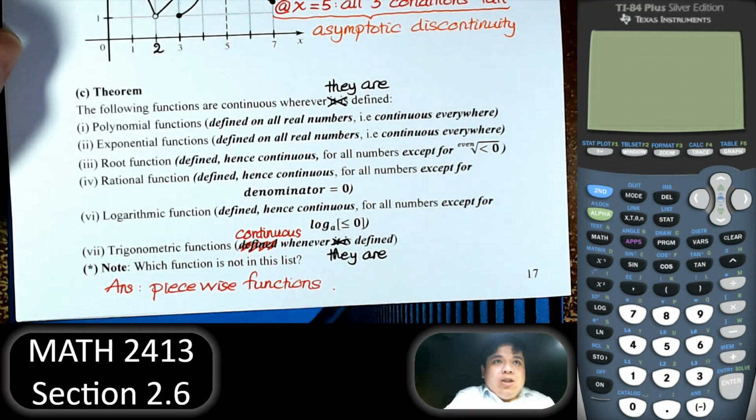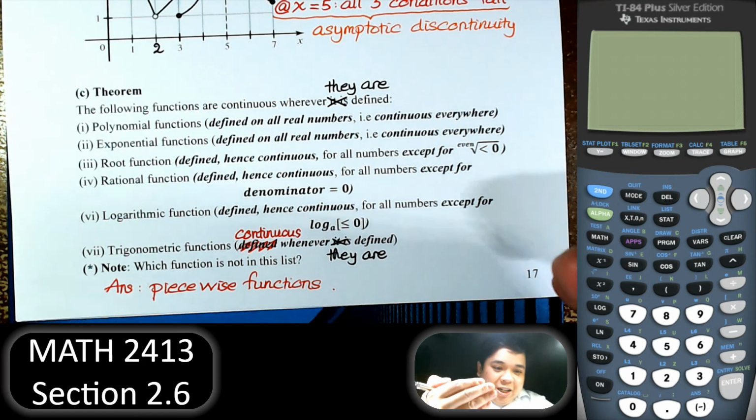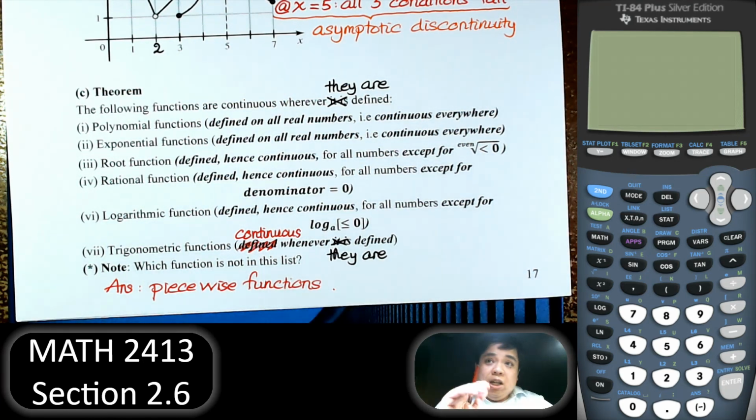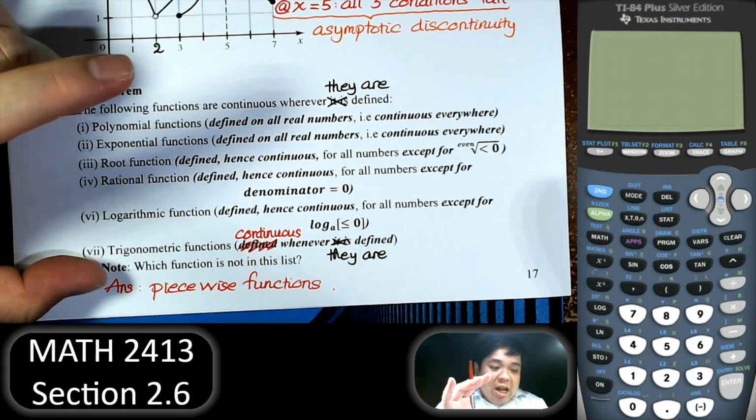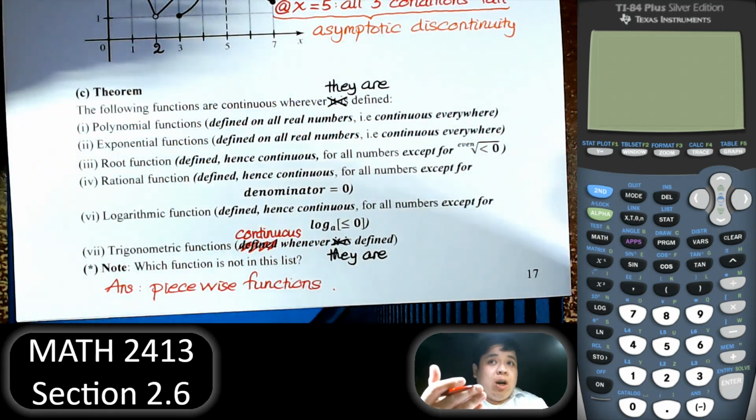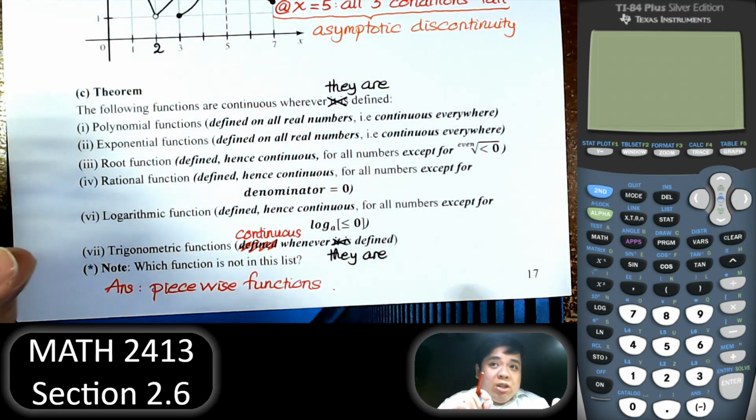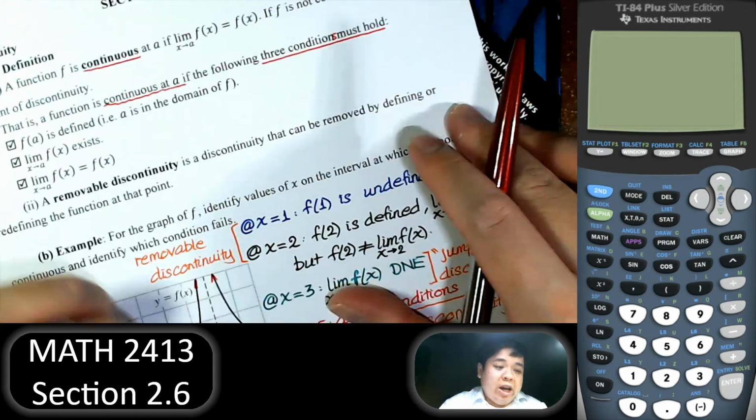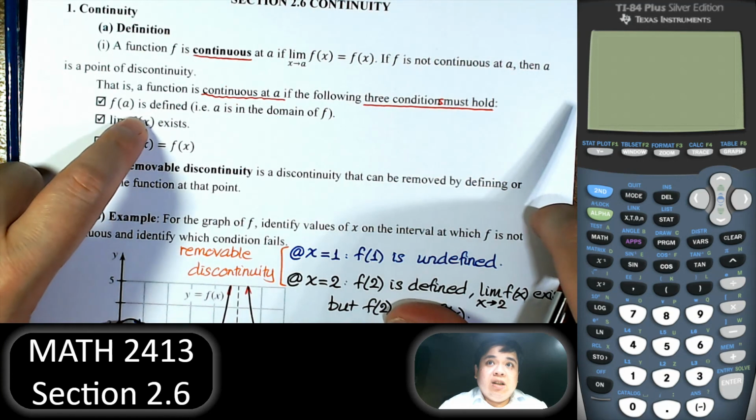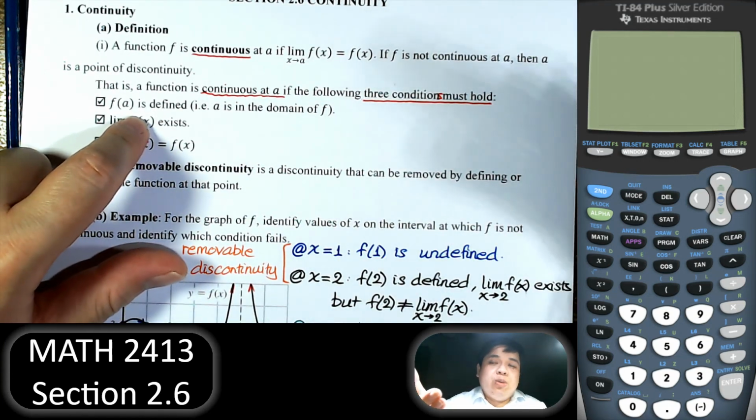Right. So it's very powerful, this theorem is. What we know is that pretty much all the functions that we know are continuous whenever they are defined, meaning that we only need to check the first condition and we can say the function is continuous.